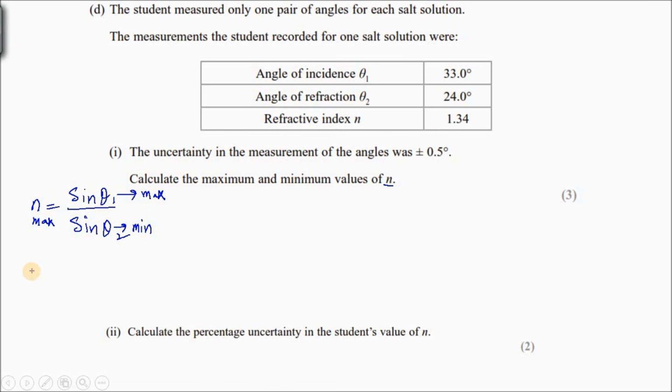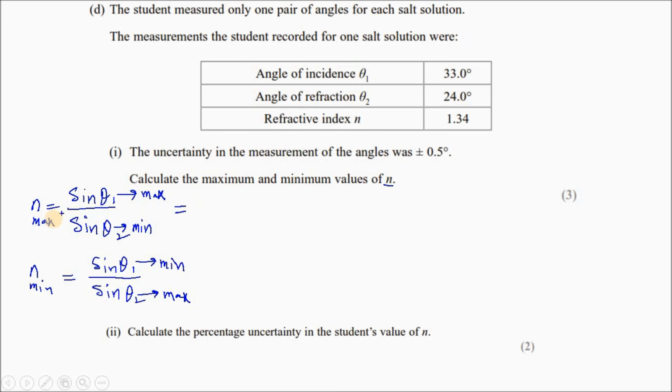Similarly, minimum refractive index will be sine θ1 divided by sine θ2. So n will be minimum if θ1 is minimum and θ2 is maximum. And the same thing, if you recall, upper and lower bounds. That's how we find it. So now let's just work it out.